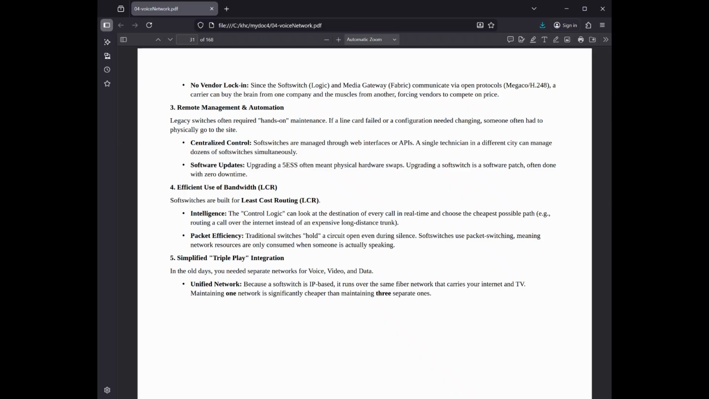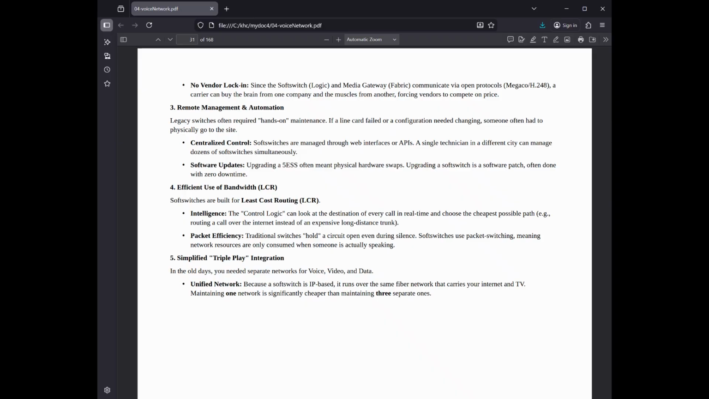3. Remote management and automation. Legacy switches often required hands-on maintenance. If a line card failed or a configuration needed changing, someone often had to physically go to the site. Centralized control: soft switches are managed through web interfaces or APIs. A single technician in a different city can manage dozens of soft switches simultaneously. Software updates: upgrading a 5ESS often meant physical hardware swaps. Upgrading a soft switch is a software patch, often done with zero downtime.